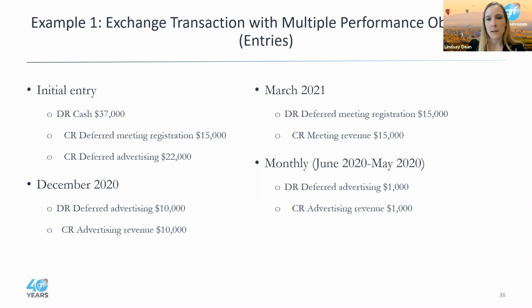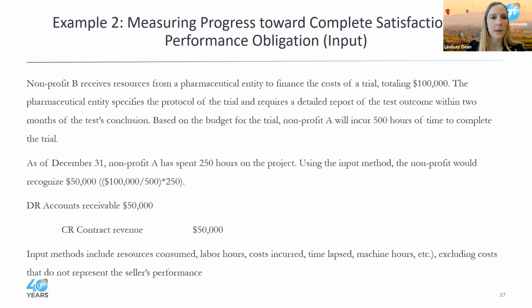And then the other thing is, as I had mentioned on the previous slide, you're recognizing the two obligations that are at a point in time, in December or March, respectively. And on the other hand, you have the digital package that's over the course of the 12 months, recognized basically 1/12 each month. So as of the end of the year, you are going to have some deferred revenue based on this transaction. And then you can go to the next example.